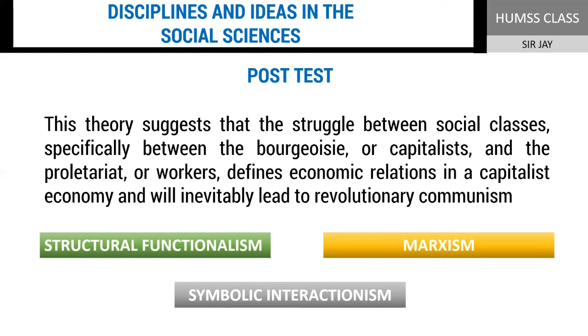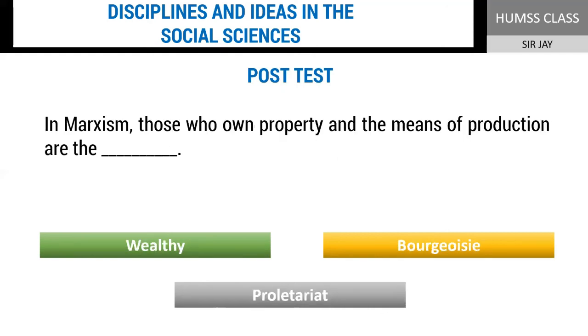Are you ready for the next question? And the question is, in Marxism, those who own property and the means of production are the blank. What is your answer? Very good! The answer is bourgeoisie.